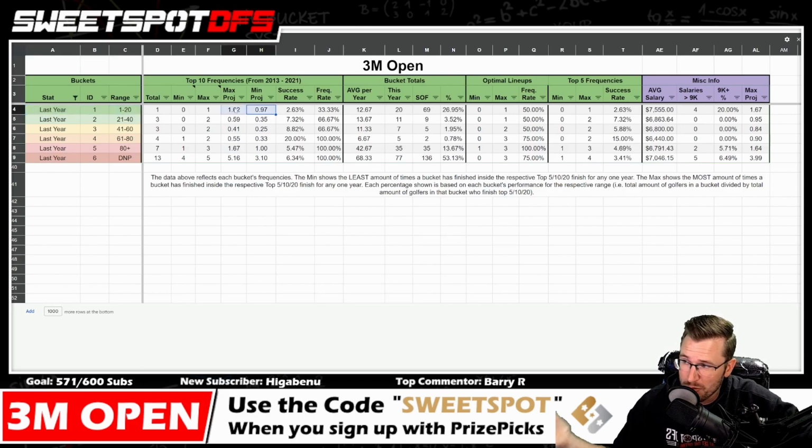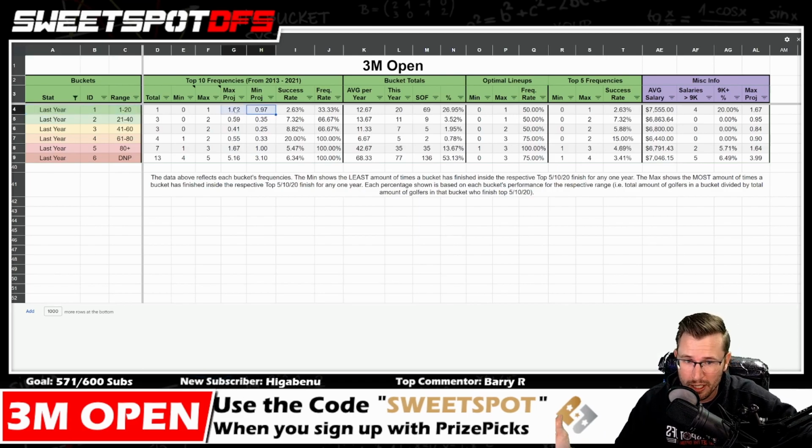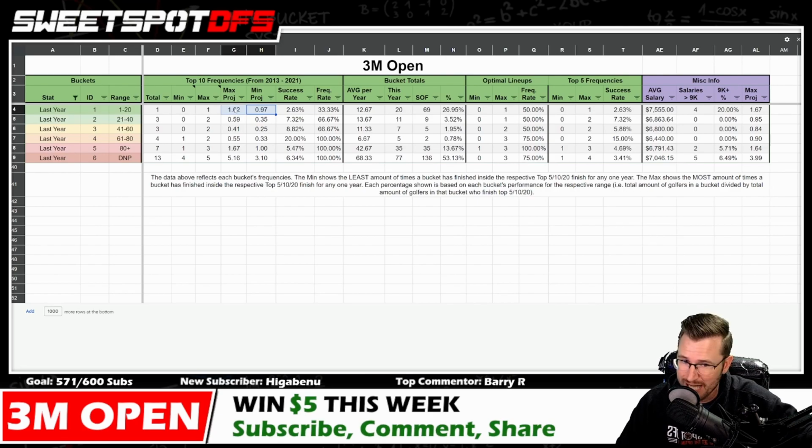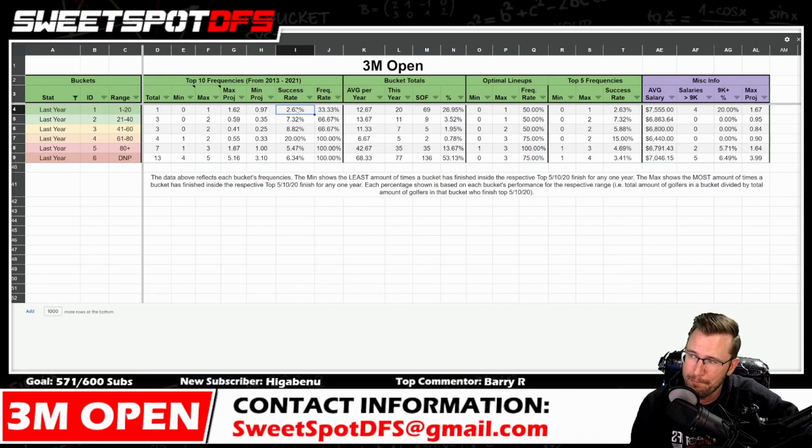So having a top 20 finish, despite it usually being a bucket you want to select golfers from, has not proven to be so at this event. So it actually has a 2.63% success rate, which is insane. 2.63 is the lowest I've ever seen this bucket, ever. So it's kind of proving this is an event where having a top 20 finish the year before does not equate to success the year after.